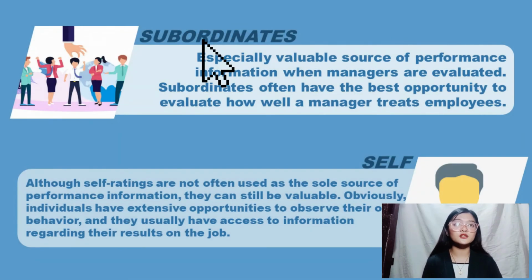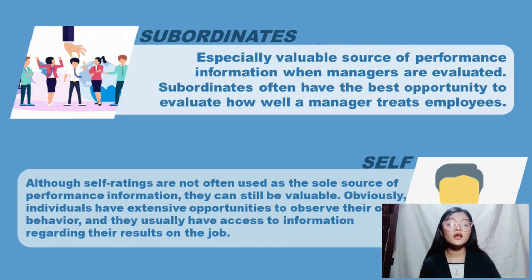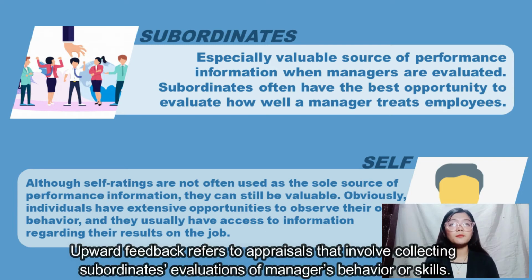Third is the subordinates. Subordinates are an especially valuable source of performance information when managers are evaluated. Subordinates often have the best opportunity to evaluate how well a manager treats employees. Upward feedback refers to appraisals that involve collecting subordinates' evaluations of managers' behavior or skills.